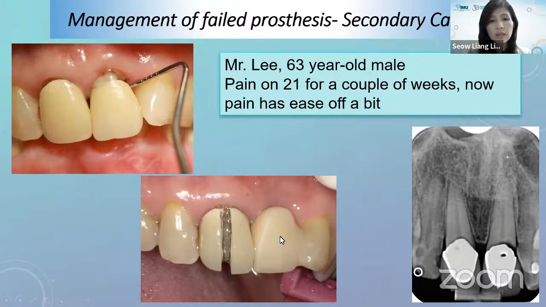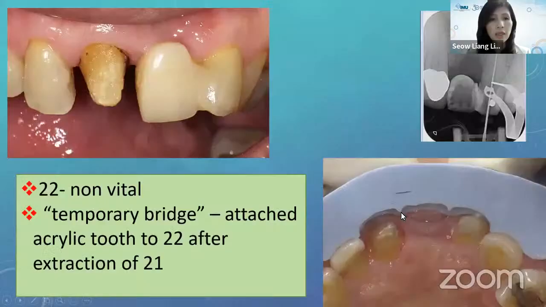What I did is, I take a denture tooth, modify it so that it fits into that particular space, and I put a little bit of flowable composite to adhere it to the adjacent tooth, because 2-1 has become non-vital on incidental finding while we're trying to do the EPT test. All right, and also on X-ray, it has a PA lesion.